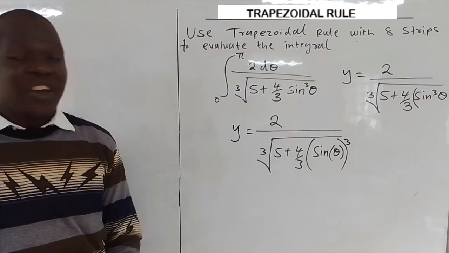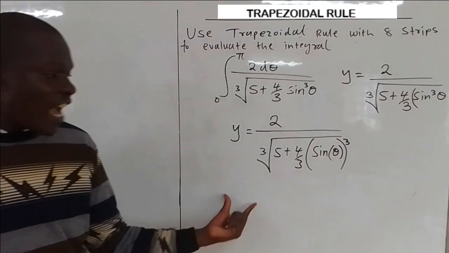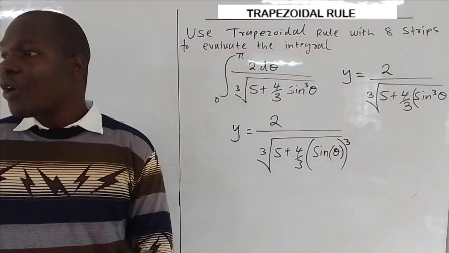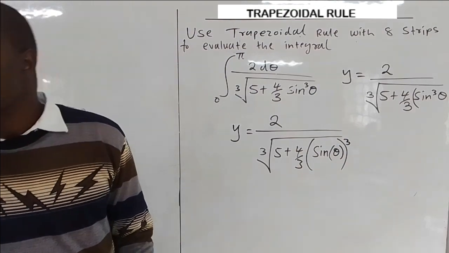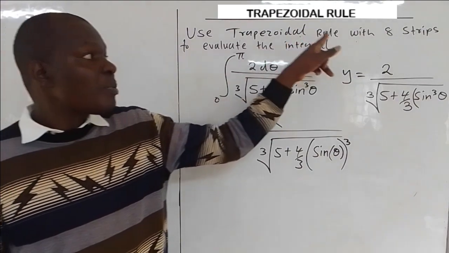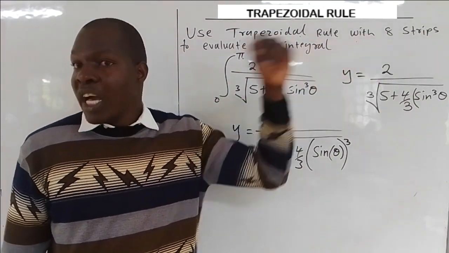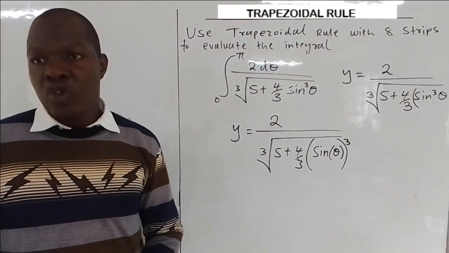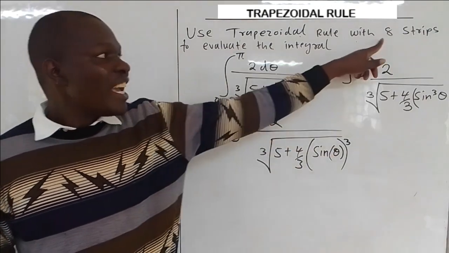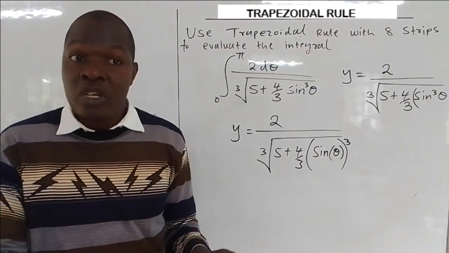Now after that, the next thing is to get the size of each and every interval. For you to get the size of each and every interval, you must know the number of intervals required, and that is from the question, isn't it? So the question you'll be told, use trapezoidal rule with how many strips? 8 strips. Strips are the parts. So you know each and every part has its own interval, isn't it? So if there are 8 strips, it means you have 8 intervals.